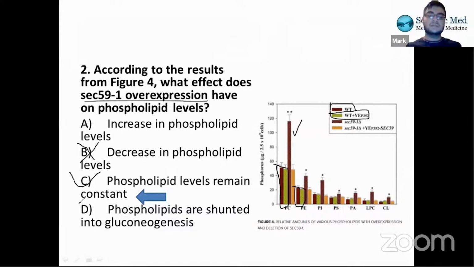And D is just way too much of an assumption. You don't know anything about that, especially since phospholipids and gluconeogenesis, there's no evidence of that, and it's not shown in the graph. So this one just doesn't make any sense at all. It's really between these three choices, and out of those, C is the correct one.